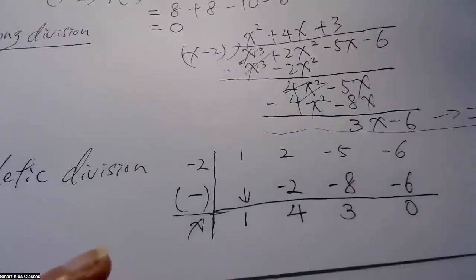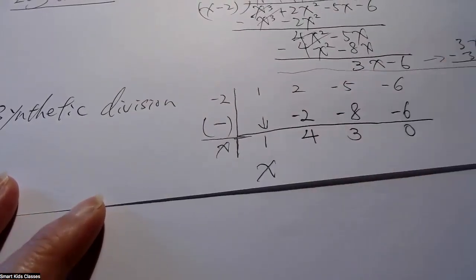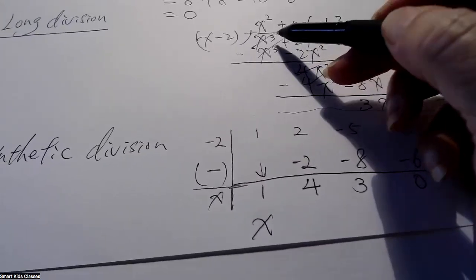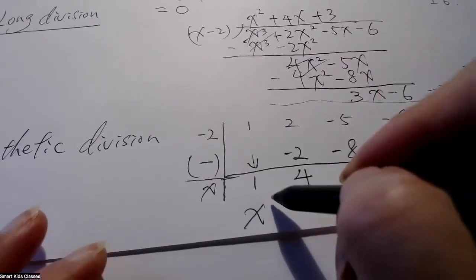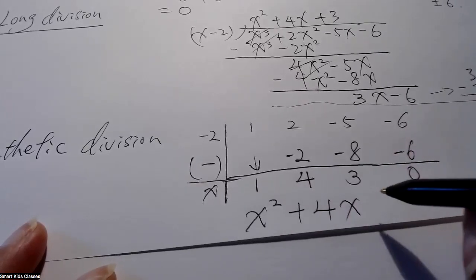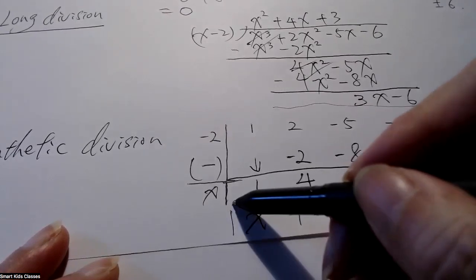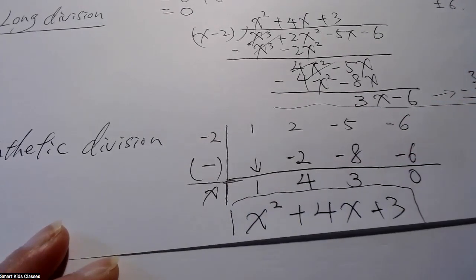Now how are you going to write the answer? The first one is an x, so exponent 3 will become a 2. Then add the 4x, exponent 1, and 3. So this is the answer, fully divided.